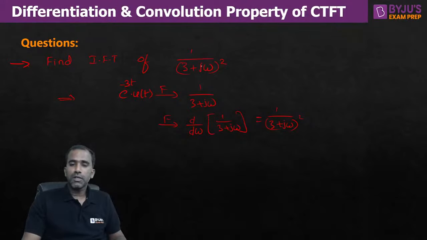Okay, you know your function, and that function is being squared. They are asking us to find something about that squared function. Then you should get the idea that okay, differentiation is happening. They are using the differentiation property. So when differentiation happens in frequency domain, what happens in time domain? Multiplication with minus jt happens. Multiplication with minus jt happens. E power minus 3t. That's it. That is the answer. So the answer for this is minus jt into e power minus 3t into u of t.